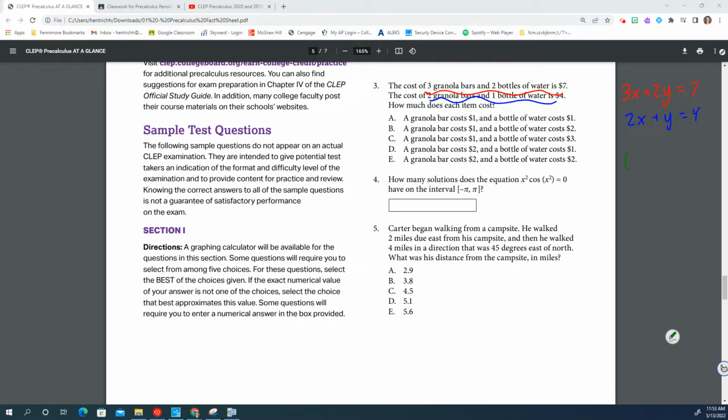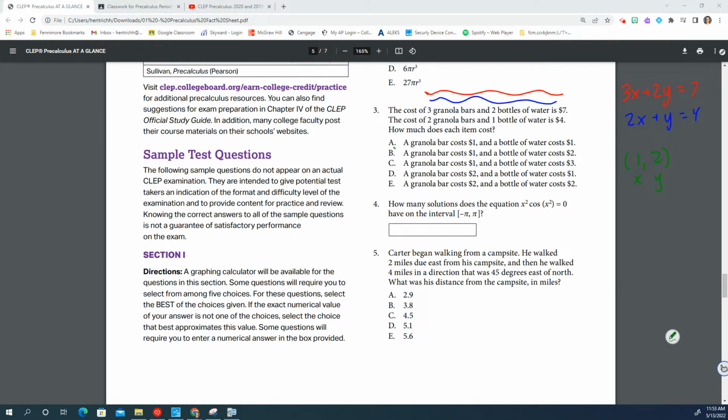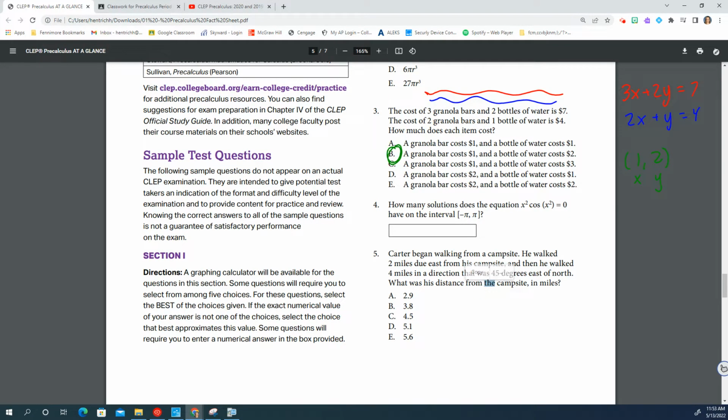But you get the solution (1, 2). X is my granola bars, Y is my bottle of water, so C. Oh, just kidding, sorry, B. And we'll circle the one where the water's $3. B.